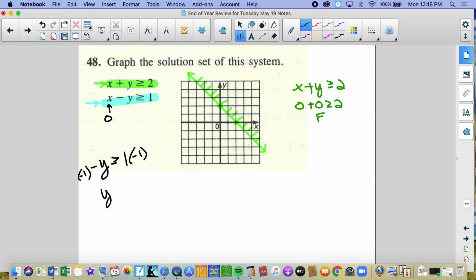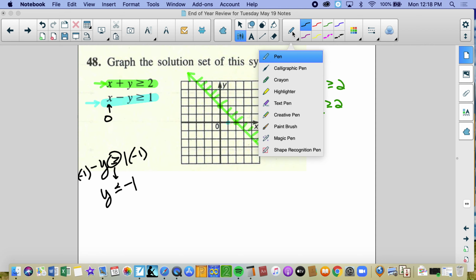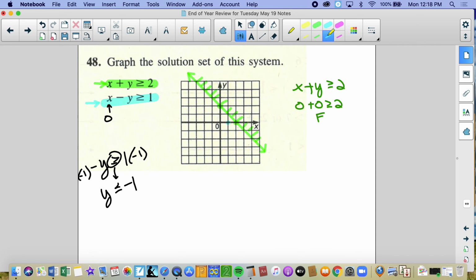When we multiply both sides of the equation by a negative, I have to flip the inequality sign. So I get negative 1. So my y-intercept is going to be negative 1. Let's draw that. Negative 1, it's going to be a closed circle. It's going to be a solid line. And I'm still going to test the point 0, 0.